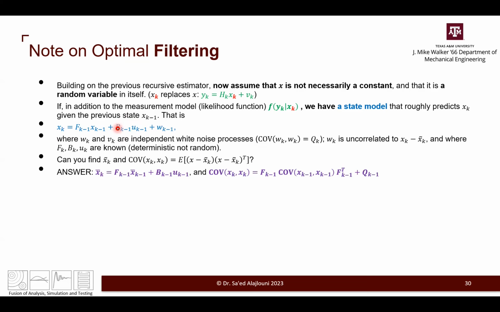Because b times u is a deterministic quantity. So it's like saying, again, that I have a pen with a length of exactly 10 centimeters. What is the variance on its length? There's no variance, it's 0. So this is the same. The autocovariance of b u is 0 because it's deterministic.